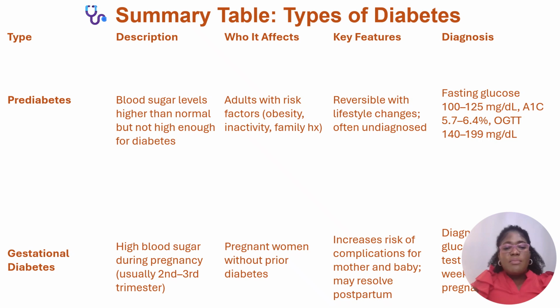It tends to occur in pregnant women with no prior history of diabetes or diagnosis of diabetes, and the blood sugar levels are seen to be high during pregnancy. This usually occurs within the second and the third trimester. And gestational diabetes can be diagnosed with a 2-hour oral glucose tolerance test. An A1C test is usually not used for its diagnosis.